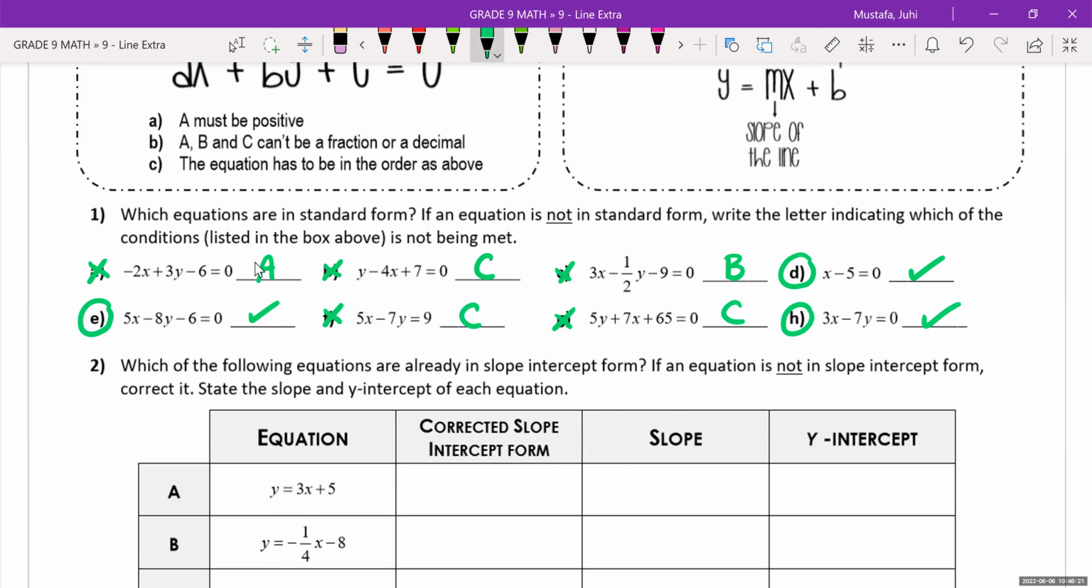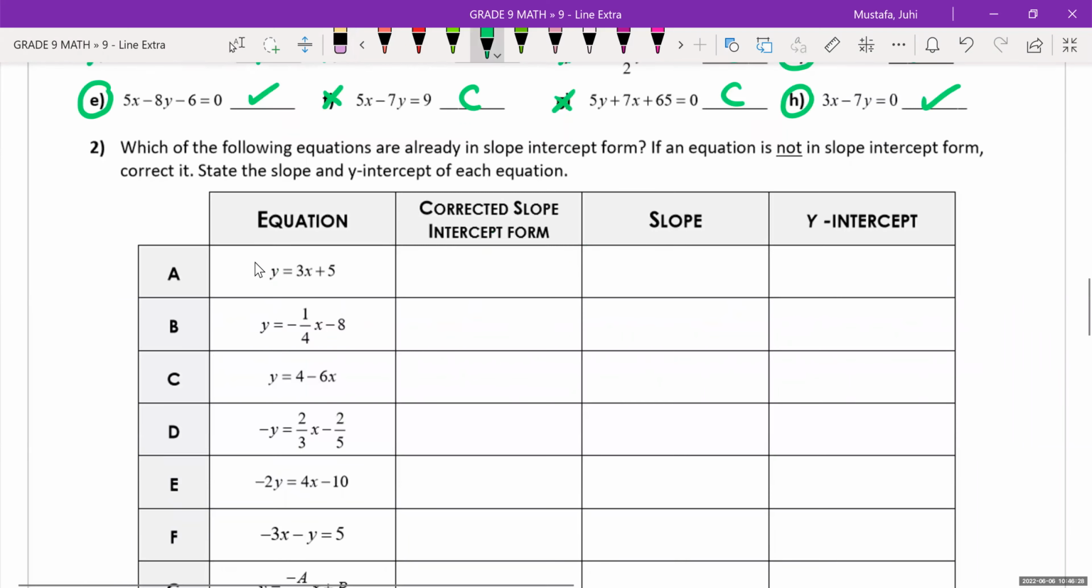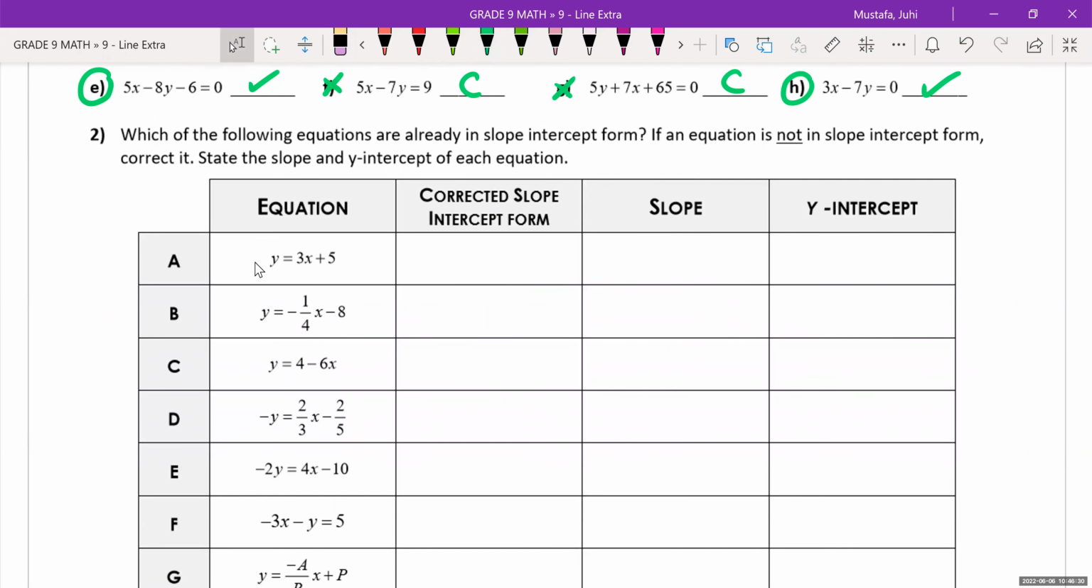All right, question number 2. For question number 2, it says, which of the following equations are already in slope-intercept form? Remember, slope-intercept form is y is equal to mx plus b. If an equation is not in slope-intercept form, correct it, and then state the slope and the y-intercept for each equation. What is the purpose of this question? Well, I don't want you to forget y is equal to mx plus b.